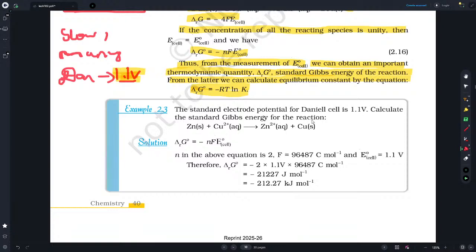Calculate the standard Gibbs energy for the reaction. Gibbs energy is nothing but -n times Faraday's constant times the standard electrode potential. N in the above equation is 2 because 2 electrons are involved. Zinc is giving 2 electrons, copper is gaining 2 electrons. Faraday's constant being a constant and this being 1.1 volt, we will get the answer to be 212.27 kilojoule per mole. This is the standard Gibbs energy.